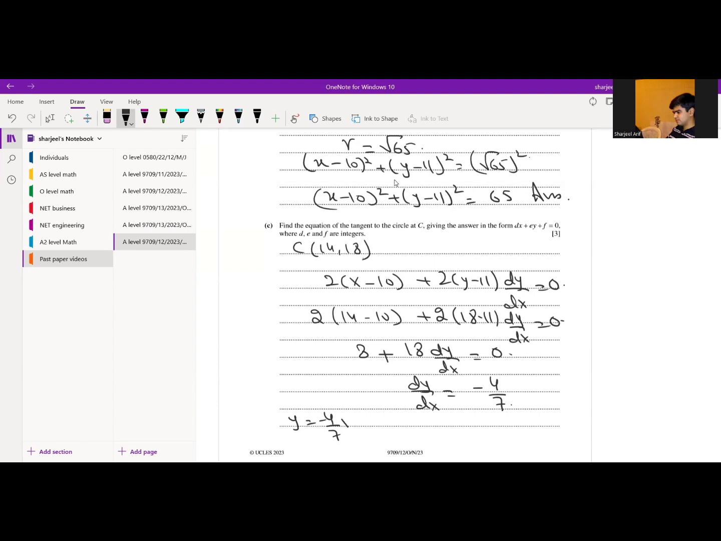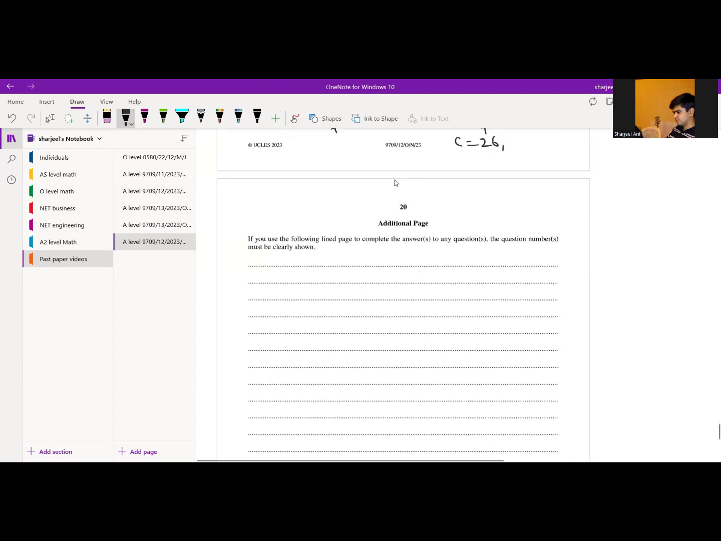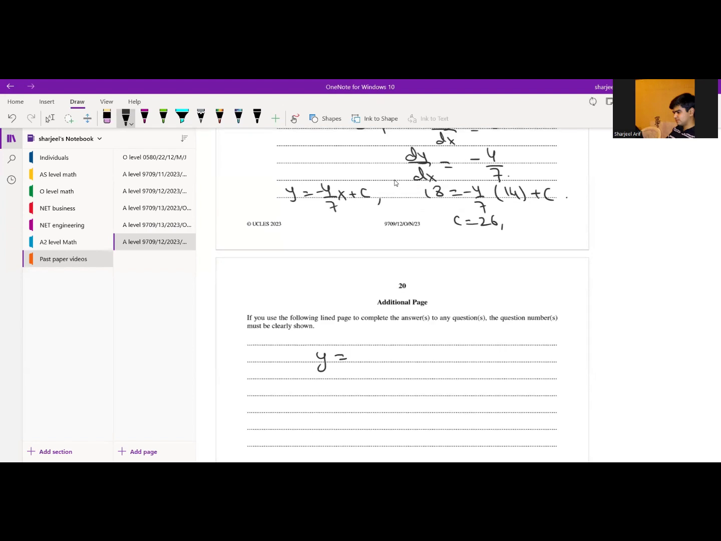So y will be minus 4 over 7x plus c. We will substitute the values of x and y to find the value of c. So this will be 18 equal to minus 4 over 7 into 14 plus c. So c will be equal to 26. So the equation of the tangent will become y equals minus 4 over 7x plus 26. Simplify to get 7y plus 4x minus 182 equals 0. So that would be our answer. That was the paper. Thank you.